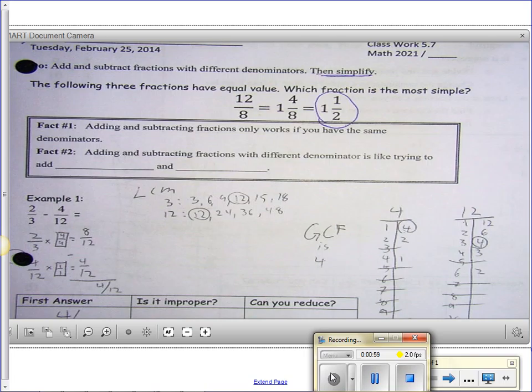Read fact number 2 to yourself as I read it aloud. Adding and subtracting fractions with different denominators is like trying to add apples and oranges. Pause the video now and fill in your own 2 examples of what adding fractions with different denominators is like.